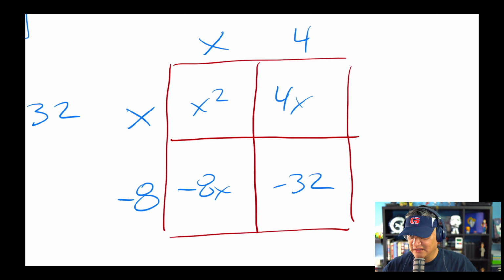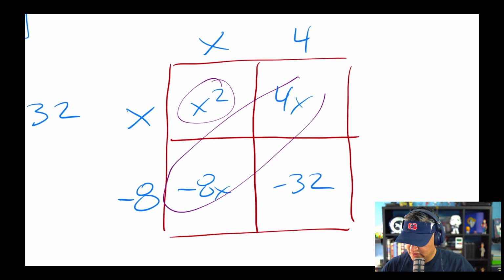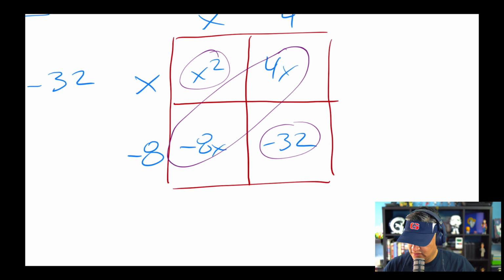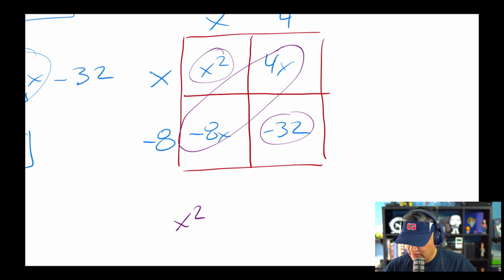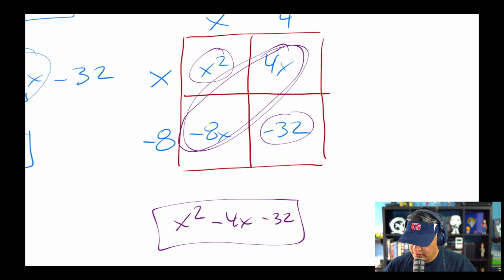I just combine the like terms. That's an x squared, these are x to the first powers, and that's a constant. So my answer is x squared minus 4x, because I combined these, minus 32. There you go. Same answer, different method. Any questions on the box method?